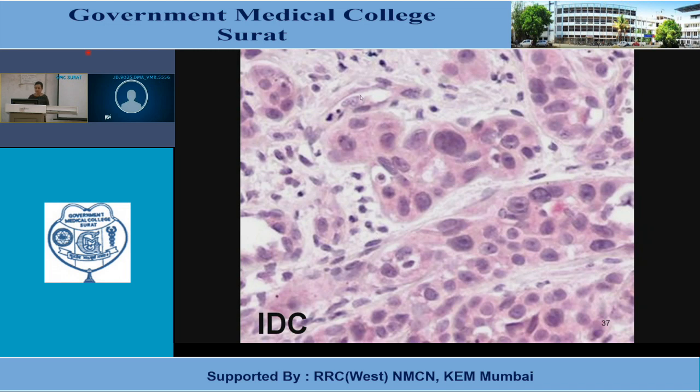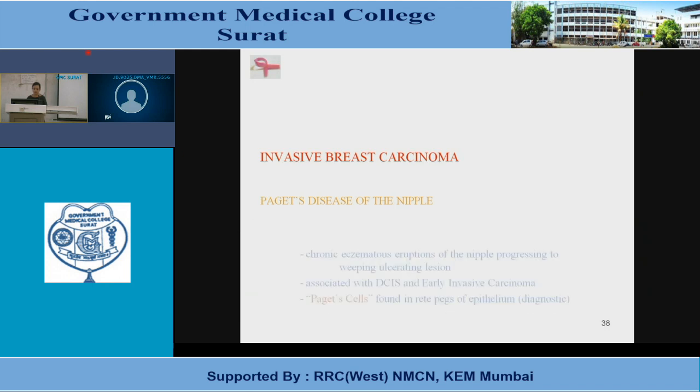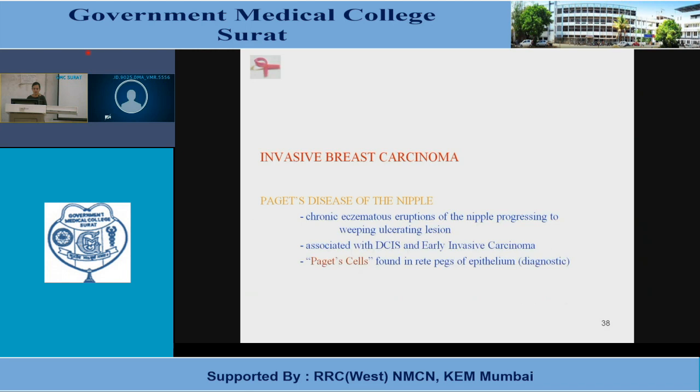Now, this is how the IDC looks like in microscope. Now, invasive breast carcinoma, Paget's disease of the nipple. So what is Paget's disease of the nipple? It is a chronic eczematous eruption of the nipple progressing to weeping, ulcerating lesions. These are usually associated with ductal carcinoma in situ and early invasive carcinomas.